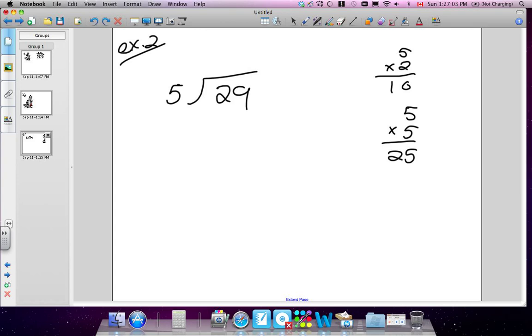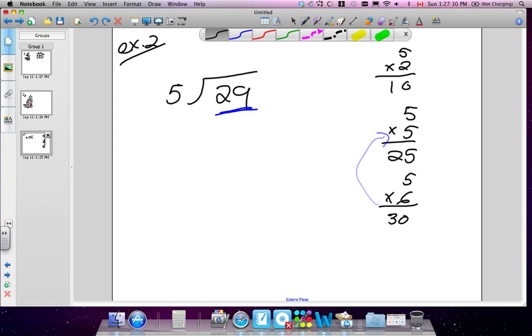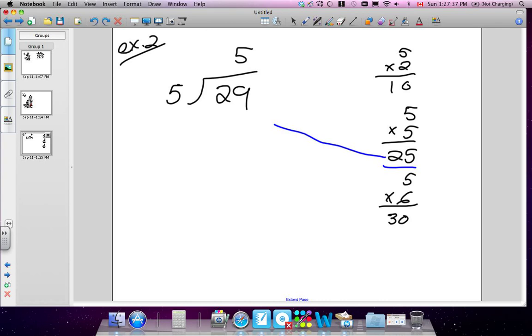You think we can get even closer? Okay, what would be the next one? After 5 times 5, what would 5 times 6 be? 30. Is there a problem with that? Well, it's bigger. It's too big. Yeah. So we've got to go back one. So how many times does 5 go into 29? 5 times. So we did 5 times 5. So we know that it goes in 5 times. And we know that 5 times 5 is 25.